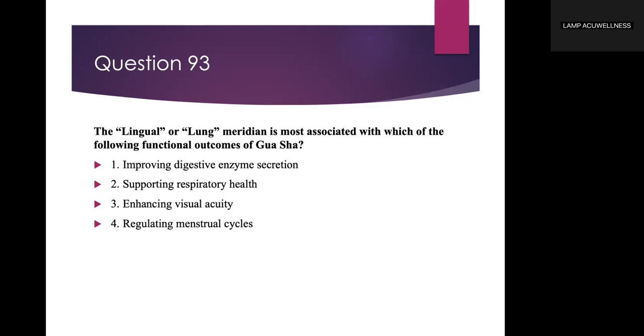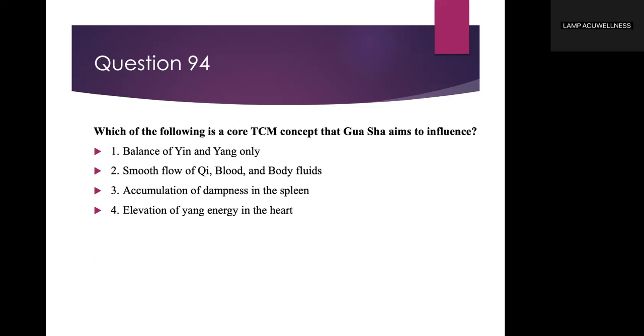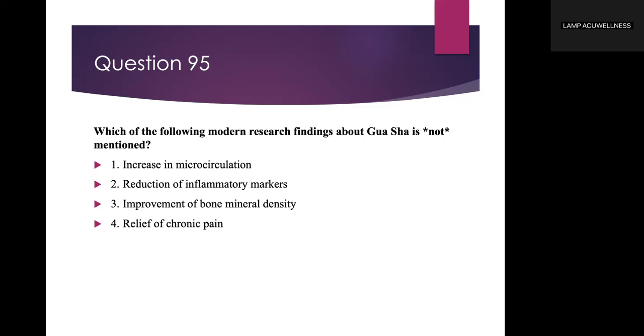The lung meridian is most associated with which of the following functional outcomes of gua sha? Lung. So this is supporting respiratory health. Which of the following is a core TCM concept that gua sha aims to influence? Smooth flow of qi, blood, and body fluids. Which of the following modern research findings about gua sha is not mentioned? Improvement of bone mineral density.